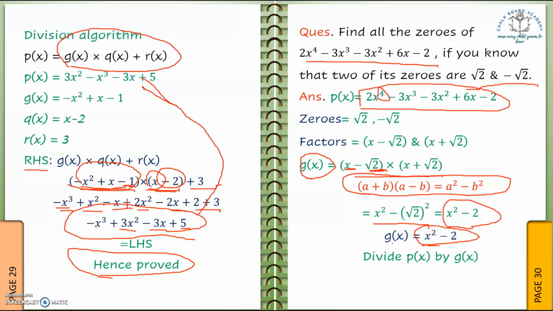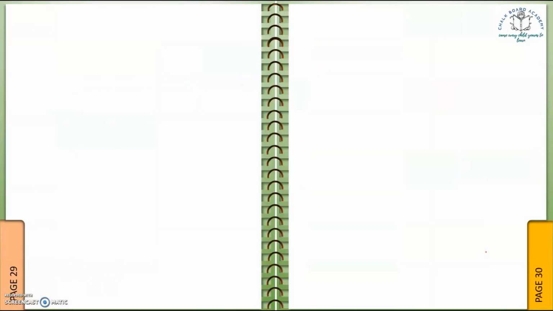Now what we are going to do? Because this is a factor, while dividing we will not get any remainder here. So we will divide this p(x) with this g(x). So this p(x) is divided by x square minus 2. Let's see.